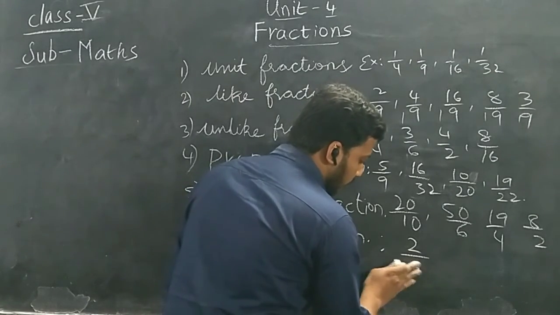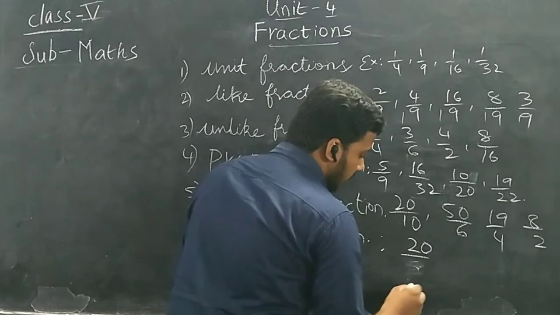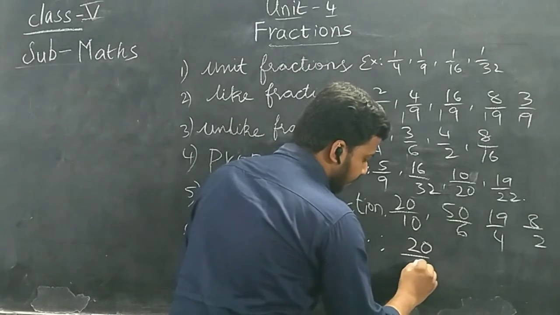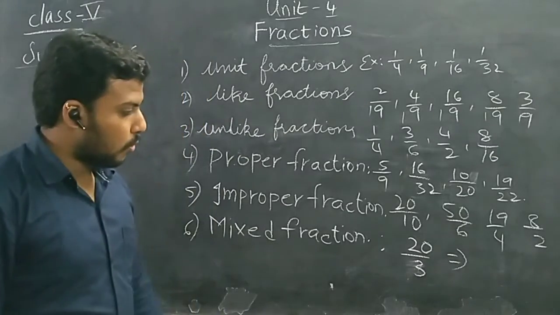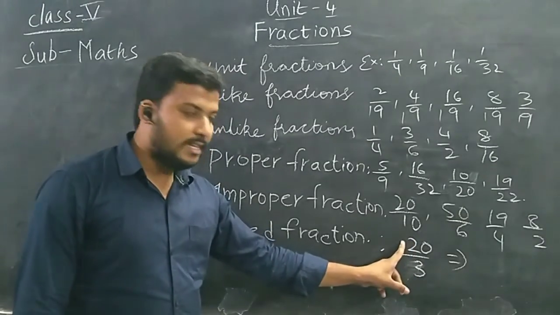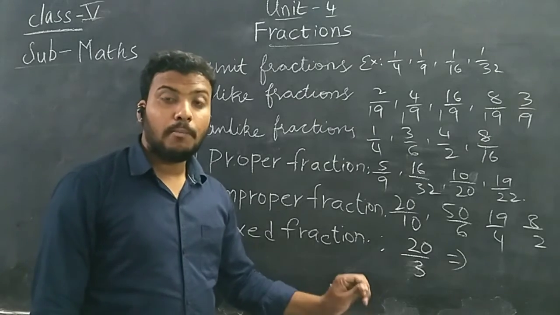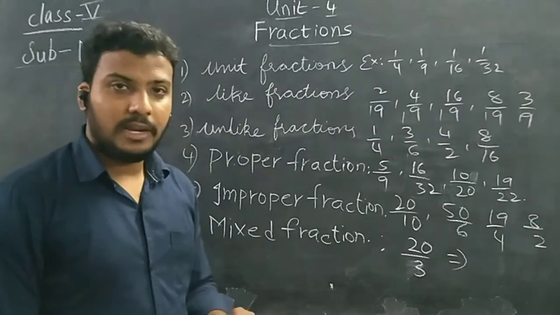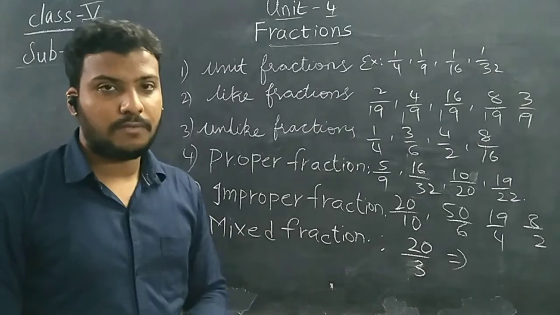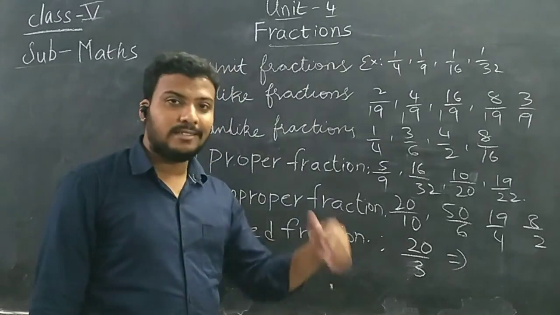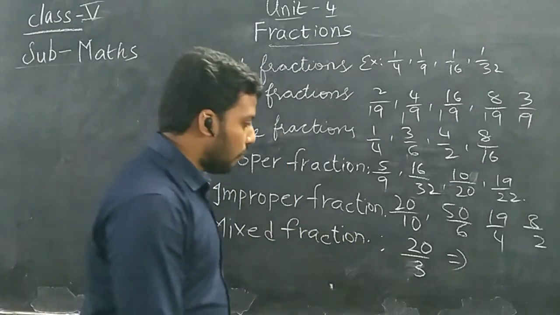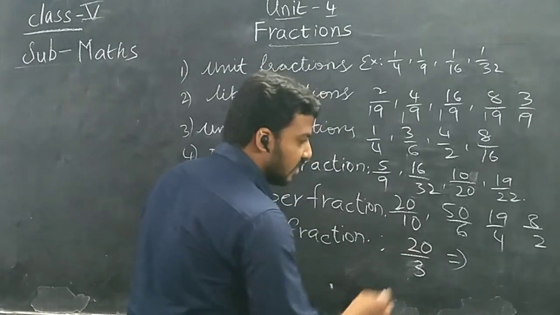Here it is 20 by 3, children. How do you convert this into a mixed fraction, children? Will 20 get divided by 3? No. But you can say 3 sixes are 18. Yes or no? Because 18 is the nearer value. You should not take 3 sevens are 21 because that is exceeding the value when compared to 20. So we need to take 3 into 6 times, children.